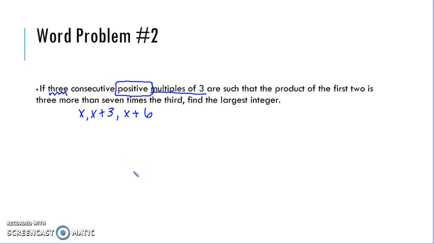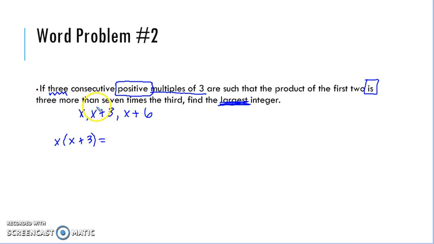Okay, so I have 3 consecutive positive multiples of 3, and the product of the first two is 3 more than 7 times the third. I want to find the largest integer. Okay, so the product of the first two is, there's my equal sign, it is. On the left side, the product of the first two would be x times x plus 3.